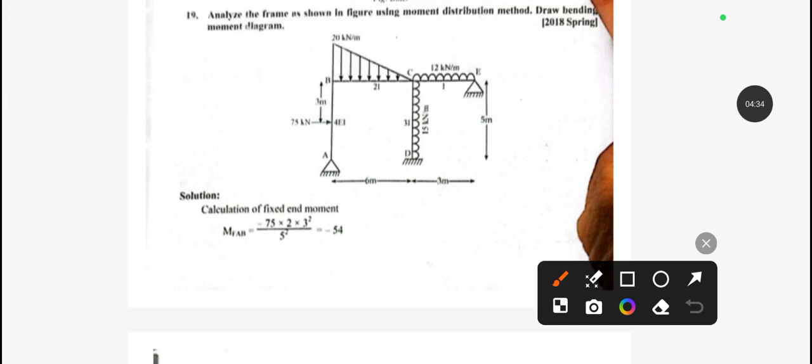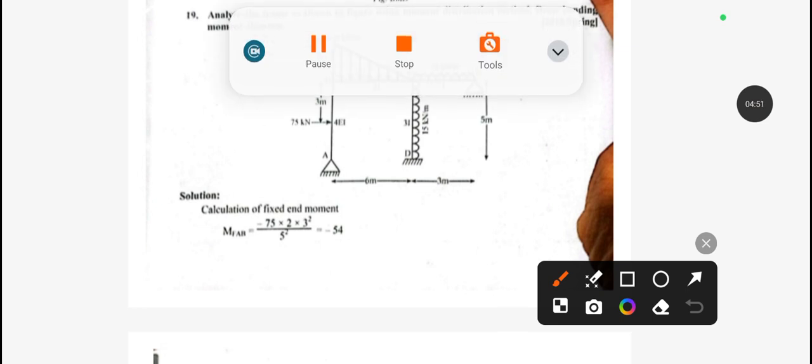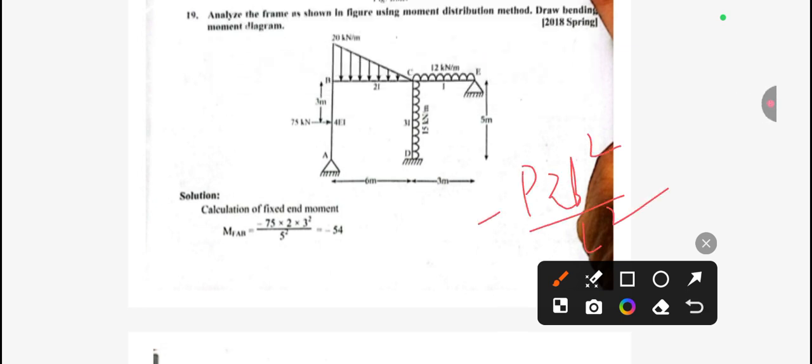From here you can see for A to B we have this 75 kilonewton point load. So for this we have to apply the formula minus P A B square by L square. P means 75, A means the total is 5 and this is 3, so the value of A is 2. B means 3, so 3 square by L square, total 5 square. So this will be minus 54 kilonewton meter.